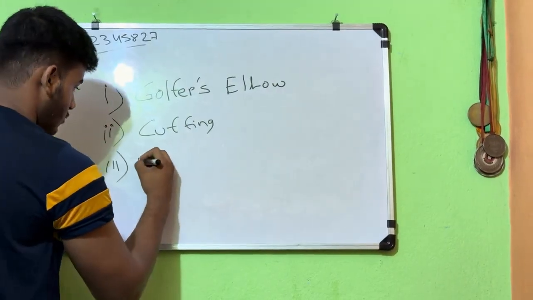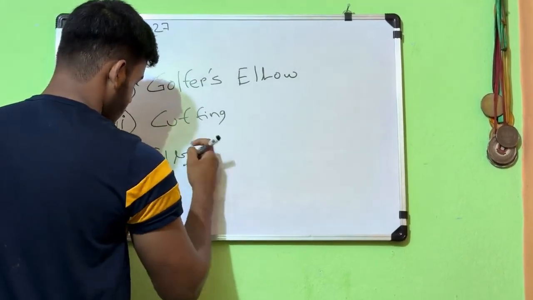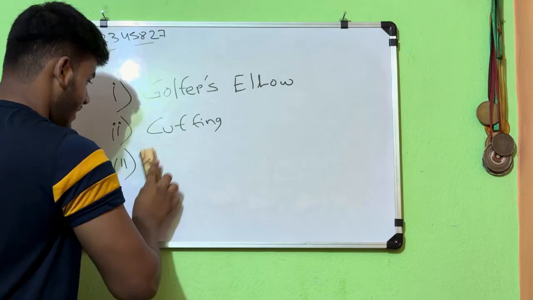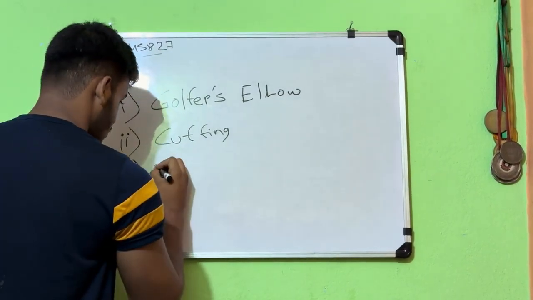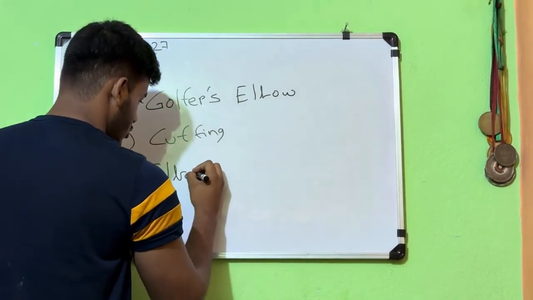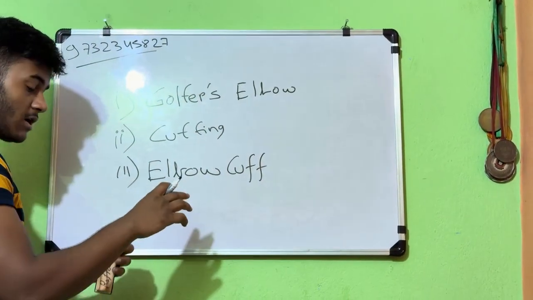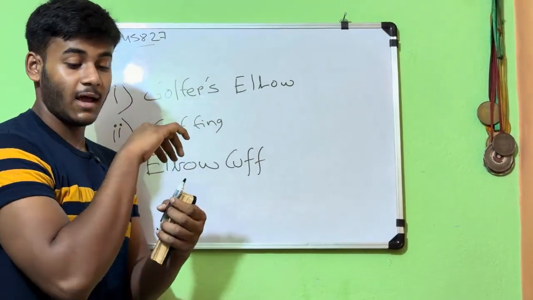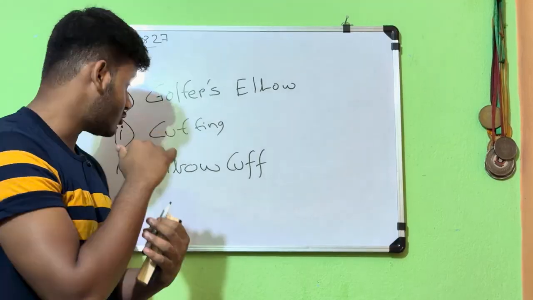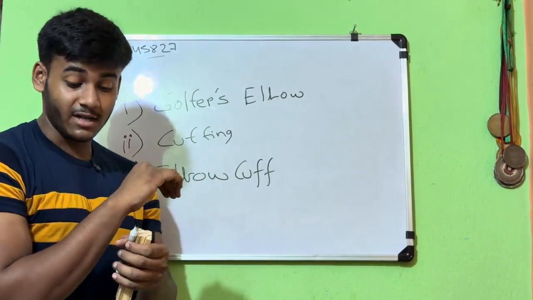See, this is known as elbow cuff. Wait, actually, ink is not coming through the pen. This is known as elbow cuff. Now, what is elbow cuff? When you do this thing, you might see my injury. I actually have this elbow cuff, which is very common.